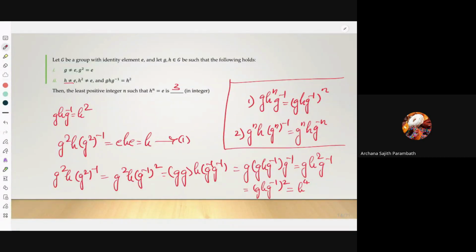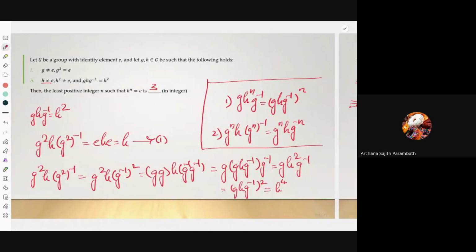So whenever we look at conjugation problems like this, we try to work with these two properties. These two properties are what we tend to use whenever we work with conjugation. So is this okay?